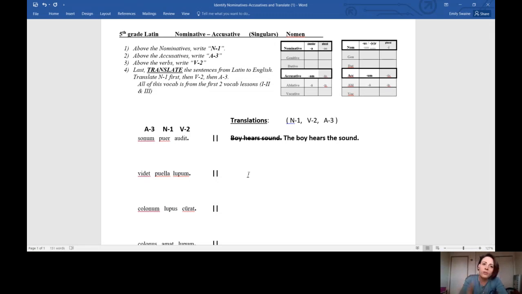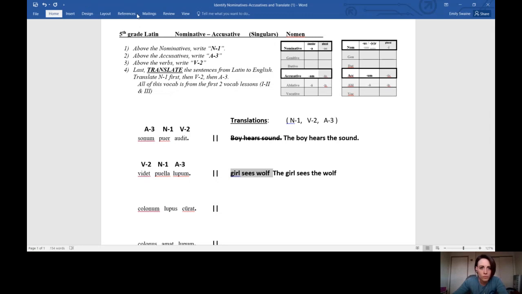Okay, so videt, remember verbs end in o, s, t, mus, tis, or nt. So if it ends in a t, what is it? It's your verb, and verbs are always two. Okay, puella is our nominative, so it's going to be a 1, and lupum is our accusative, so it's going to be a 3. So our N1 goes first, so the girl, videt is sees, and lupum is wolf. But again, that is not good English. We're going to say the girl sees, or is seeing is fine, or does see is also fine. The wolf.